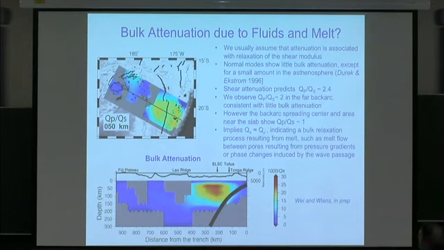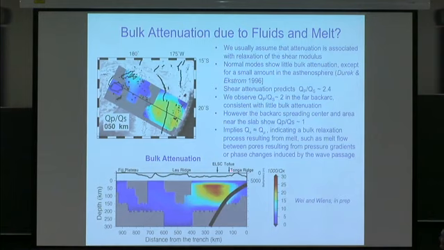That corresponds to an almost equal contribution of bulk attenuation to shear attenuation, suggesting that bulk attenuation is actually a major factor in the attenuation structure of the system. But we only observe a significant bulk attenuation in the area of the backarc spreading center and the volcanic arc.